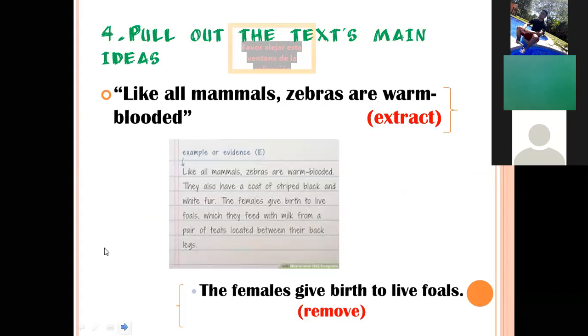Number 4, please copy the topic about this or the subtopic. Pull out the text's main idea. This is another tip. Pull out the text's main idea. I'm going to explain to you what this is about, okay?